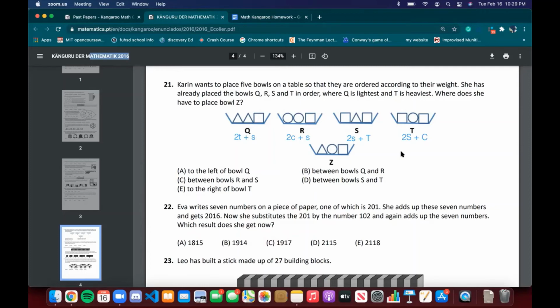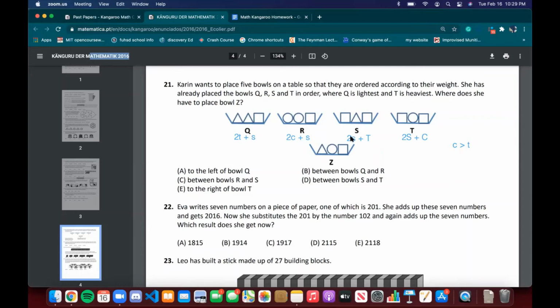And then we can just express the weight. So first we have Q and R. If 2C plus S is greater than 2T plus S, then that means 2C has to be greater than 2T, and also C is greater than T. So C is greater than T. And this arrow is just used to denote which is greater and which is less.